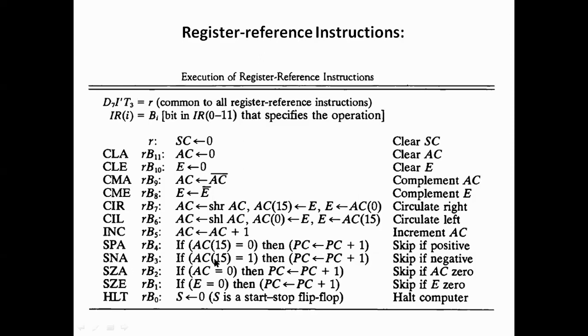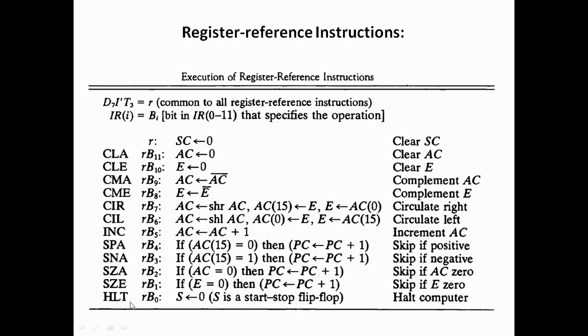Skip if negative. So again, if we check the most significant bit of AC and that bit is 1, that means the number is negative. So if the number is negative, we do the skipping. Skip if 0. If AC is 0, so just check the contents of AC. If it is all 0, then skip the next instruction. Skip if E is 0. If the E flip-flop, we know it stores the carry bit, is 0, then skip the next instruction.